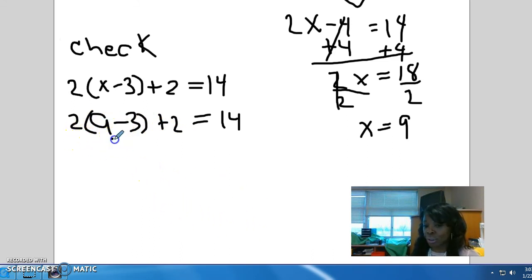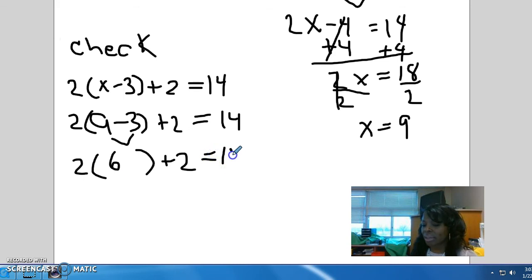So let's just use order of operations, performing the operations in the parentheses first. We're checking. All right, so bring down the 2, bring down the parentheses. Do what's in parentheses first. 9 minus 3 is 6. Close the parentheses, plus 2. Does that all equal 14? And some of you already know it does, and that's great. But we're going to show our work. And 2 sets of 6 is 12.